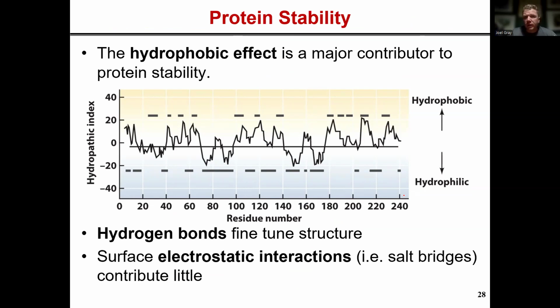We've talked about the hydrophobic effect being a contributor to protein stability. And there's this plot right here, hydropathic index. This is also known as a hydropathy plot. And basically what this is, on the x-axis, this shows our amino acids from residue 0 to 240. This is our sequence, and you can classify amino acids as being hydrophobic or hydrophilic. Hydrogen bonds fine-tune the structure, and surface electrostatic interactions or salt bridges contribute very little to the overall structure.